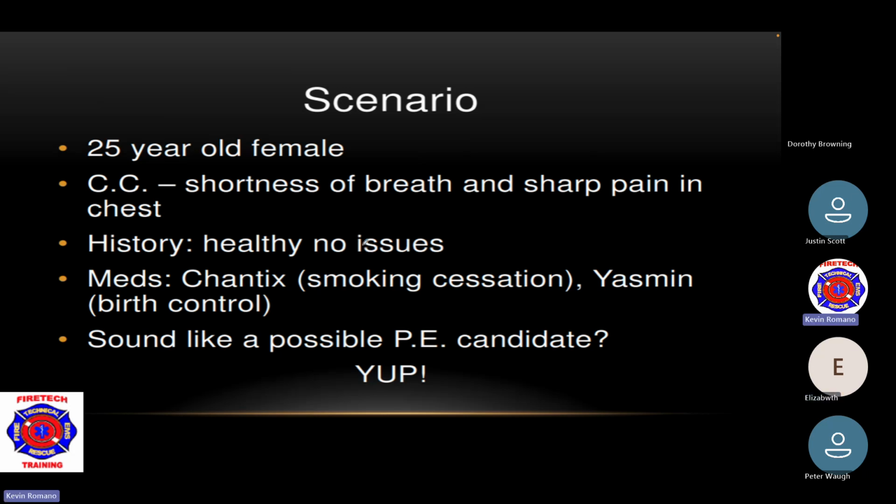It does to me, and this is why, right? 25-year-old female, shortness of breath and sharp pain in the chest, and takes birth control. I would start thinking PE with a patient like this. I didn't say I'd start treating it as a PE. I would start thinking it. Right? Sounds like it. The potentials are there.